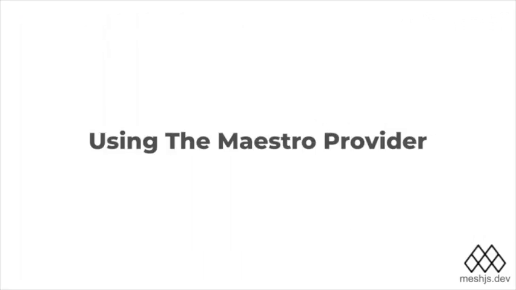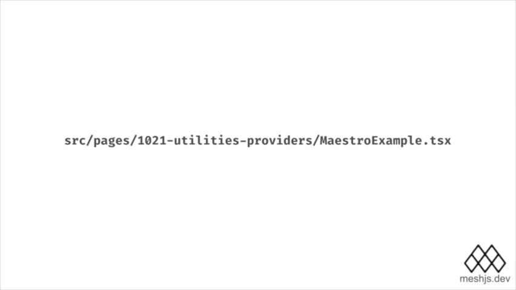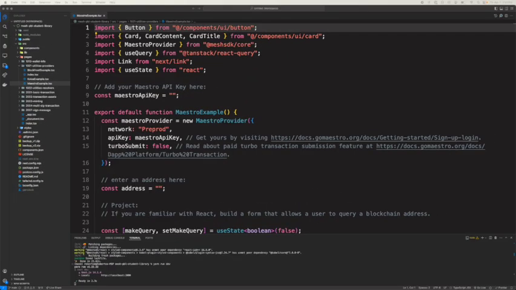For this lesson, we'll use the Maestro Provider. First, find and open the Maestro example file in your code editor, and we'll be making 2 changes to this file. Let's take a quick look at the file that we're going to be working in.